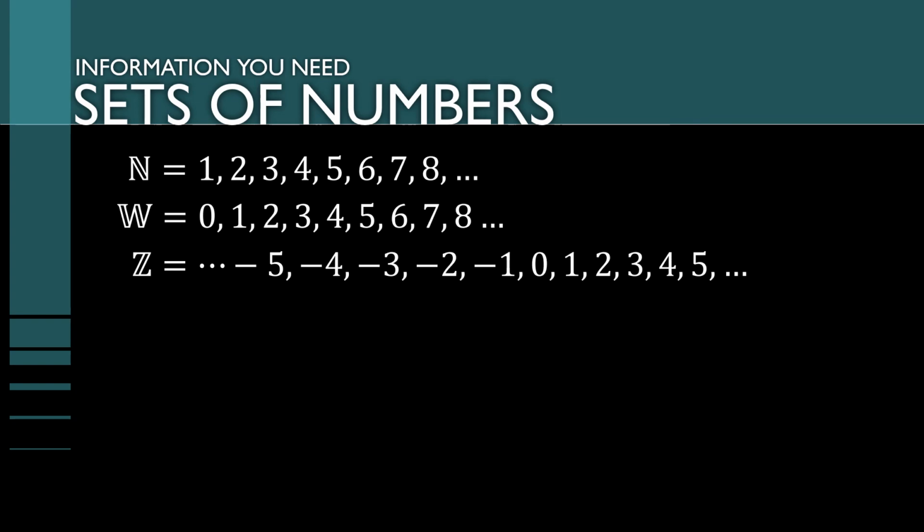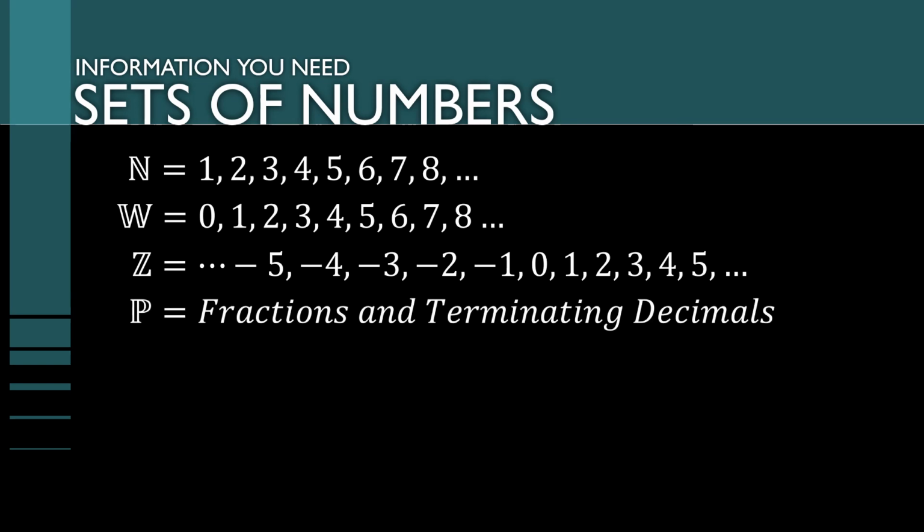Our next set, represented by a P, is rational numbers. Again, don't ask me why it's a P. It's just the rational numbers. Now, rational numbers are defined as all of the fractions and terminating decimals. You know what a fraction is at this point, but a terminating decimal, you may not know what it is. So a terminating decimal is simply a decimal that comes to an end. So if we said 1/4, then we know that that as a decimal is 0.25.